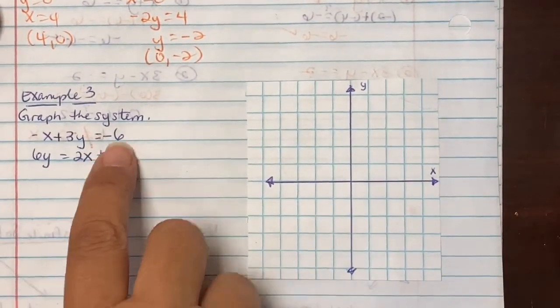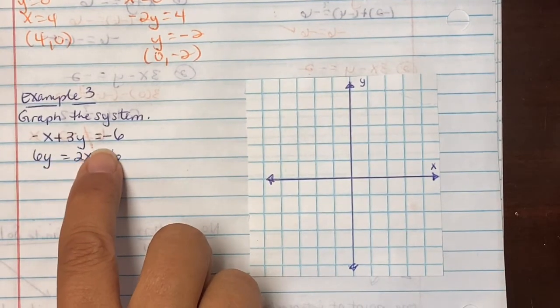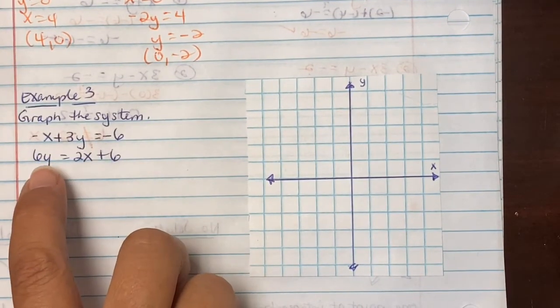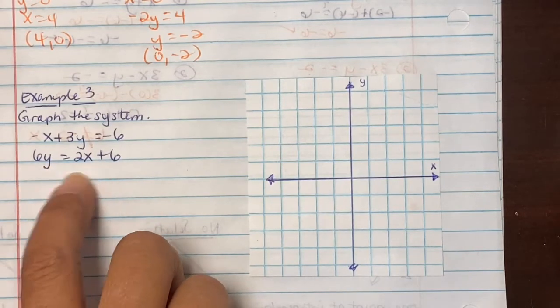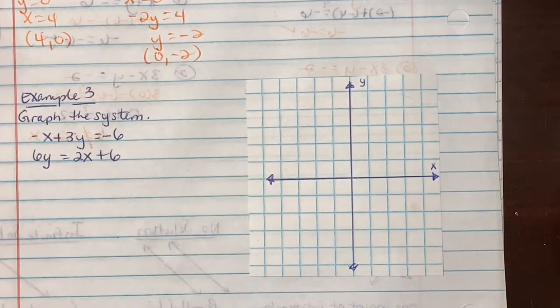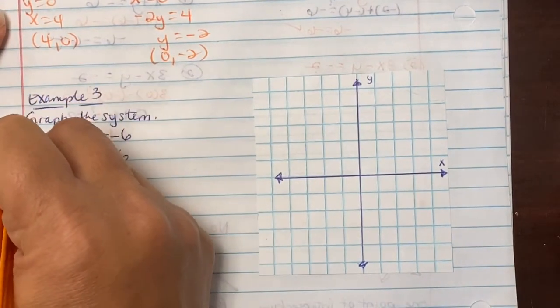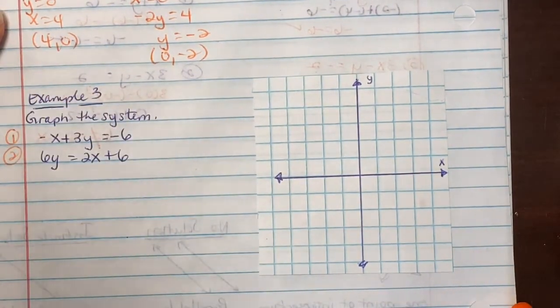it says graph the system. It says -x plus 3y equal to -6. It's in standard form for us. The second one says 6y equals 2x plus 6. It's almost at the y equals mx plus b format. So first thing, number them, 1 and 2. We're going to work with equation number 1 first.